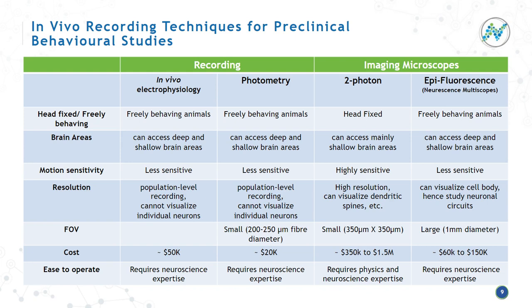Because you can visualize cell bodies, this technique is great when you're studying brain circuitries. And the field of view, depending on which brain region you are at, it can be about 1 millimeter in diameter, or smaller, or sometimes larger. Now, in this presentation, epifluorescence microscopy will be the technique that we will focus on.